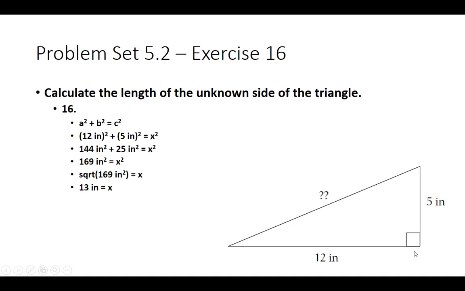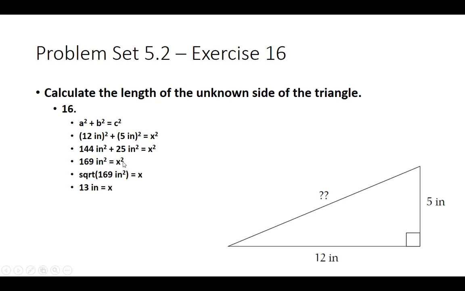So 12 inches squared plus 5 inches squared equals x squared. When we square 12 inches, we get 144 square inches. When we square 5 inches, we get 25 square inches. And when we square x, we get x squared. Add together the left side. 144 square inches plus 25 square inches is 169 square inches.